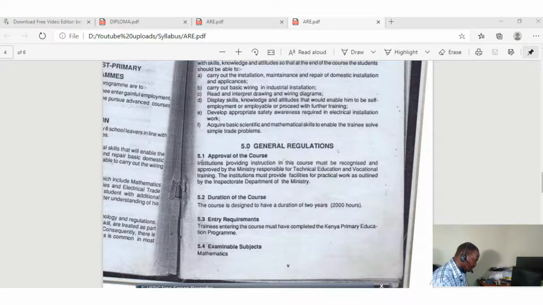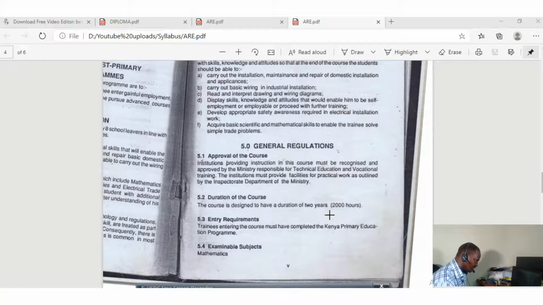Training entering this course must have completed Kenya Primary Education Program. So this program, the artisan level, you can join right after finishing your KCPE. Although with the number of students who have done KCSE already, most of the institutions do not want to take students who have done KCPE only. Most of the institutions will prefer to take students who have done KCSE and at least scored either an E or a D minus.